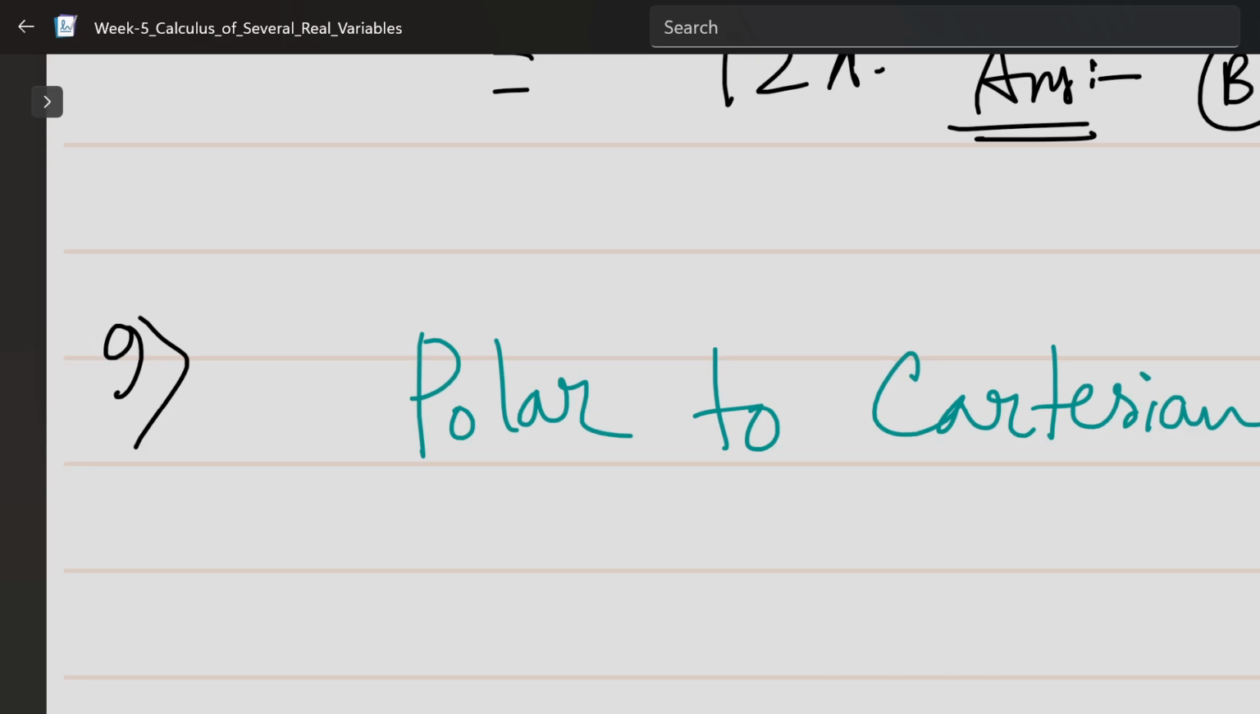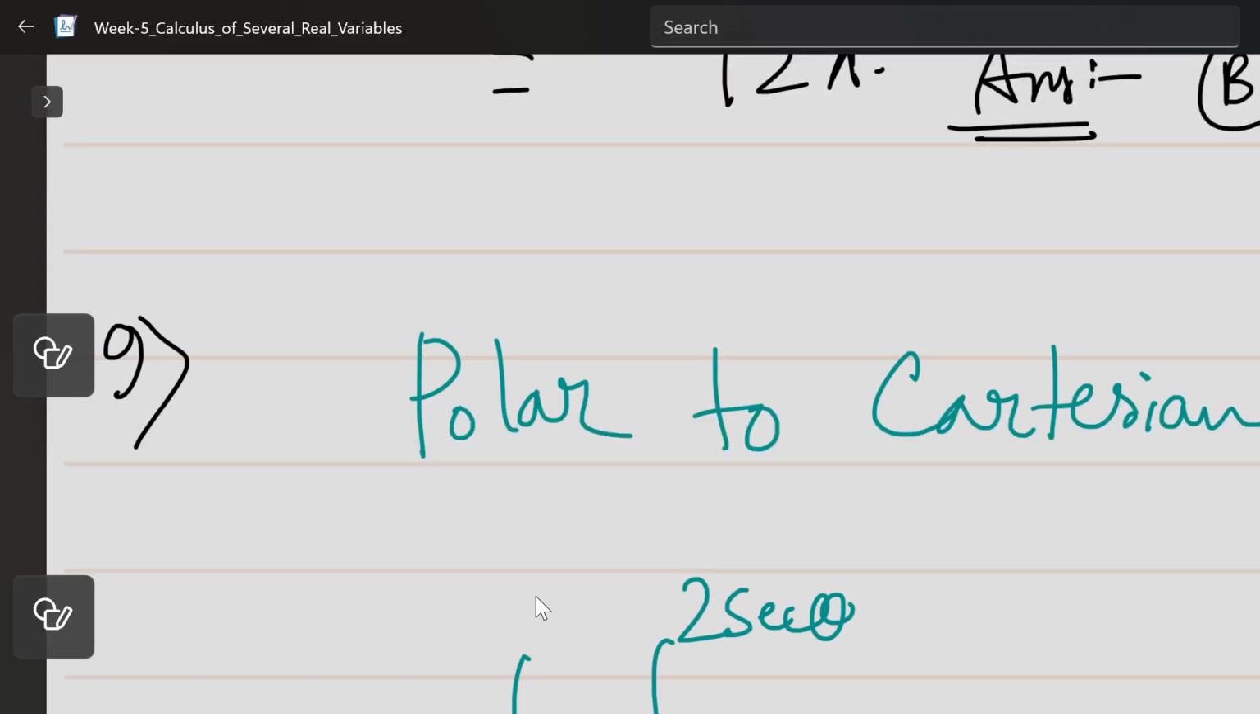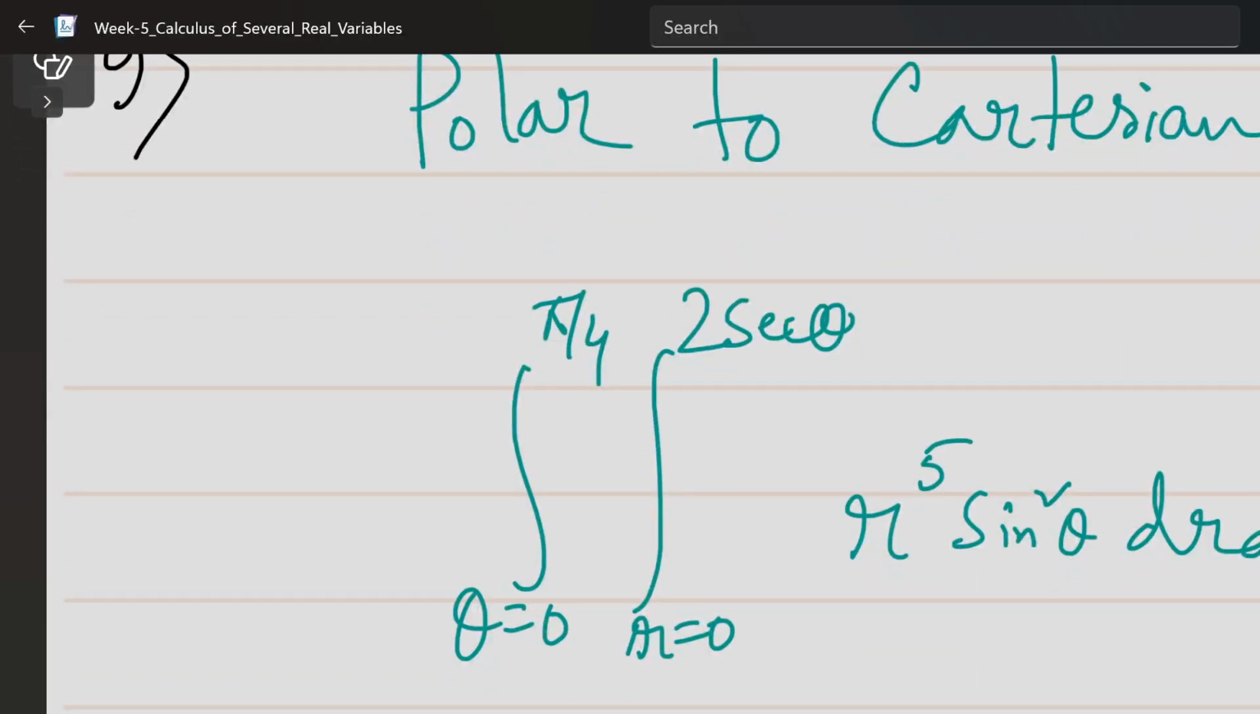So how do you do this? This is a double integral, r equal to 0 to 2 sec theta, and theta is from 0 to pi by 4, of r power 5 sine square theta dr d theta. You have to write it in terms of x and y. So as you know, x is r cos theta, y is r sine theta.